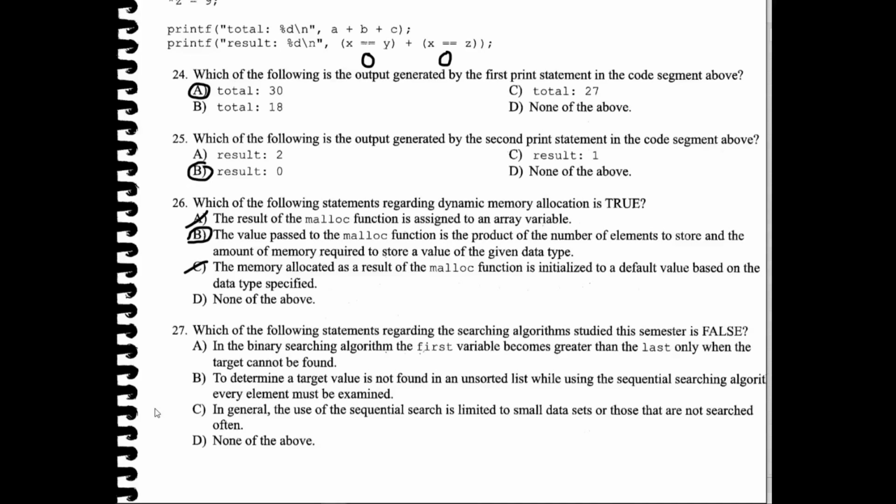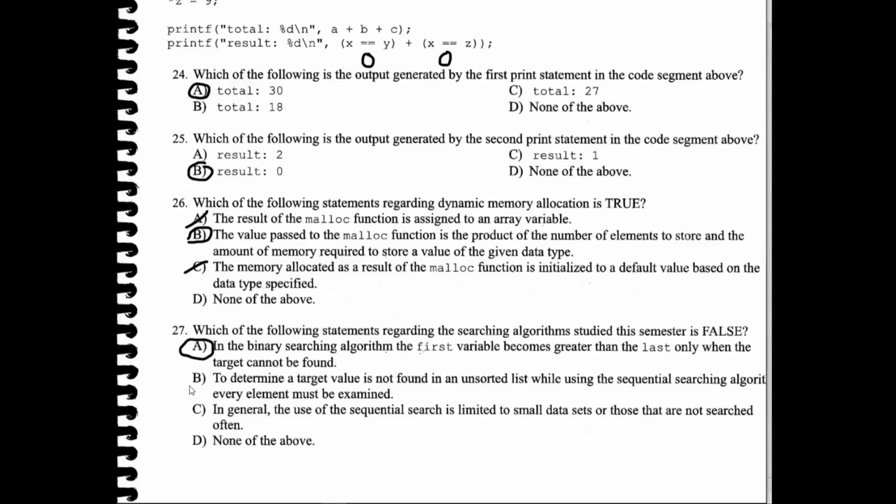Now moving on to 27, which of the following statements regarding the searching algorithms studied this semester is false? A. In the binary searching algorithm, the first variable becomes greater than the last only when the target cannot be found. That is false. If the first variable and the last variable are right next to each other and one of them is in fact the target, then the first variable becomes greater than the last and the target is found. So A is your answer.